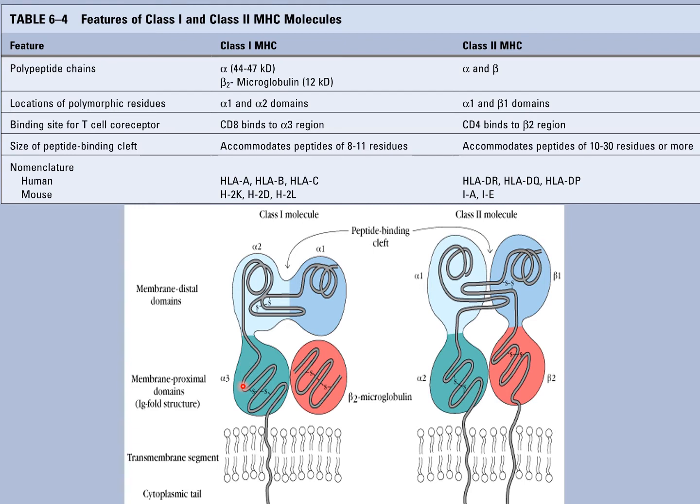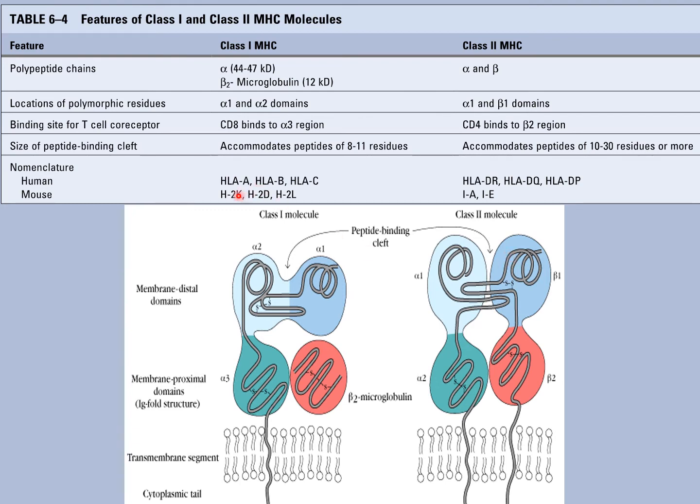The alpha 3 region of the MHC class 1 interacts with the T cell receptors of CD8 cells. On the other hand, the beta 2 region of MHC class 2 interacts with CD4 T cells. The binding cleft of class 1 molecule can accommodate about 8 to 11 residues of peptide, so it is comparatively smaller as compared to class 2, which can accommodate a peptide of about 10 to 30 residues.